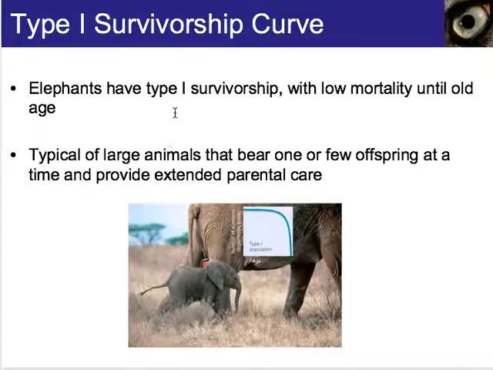Type 1 survivorship curves are elephants and others that have low mortality until old age. So these are typically large animals, including ourselves, that bear one or few offspring at a time and provide extended parental care. So they live for a very long time before they die.